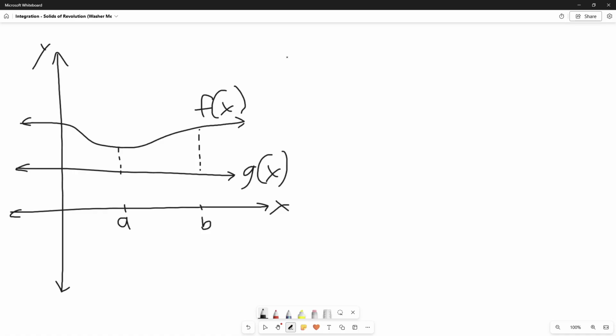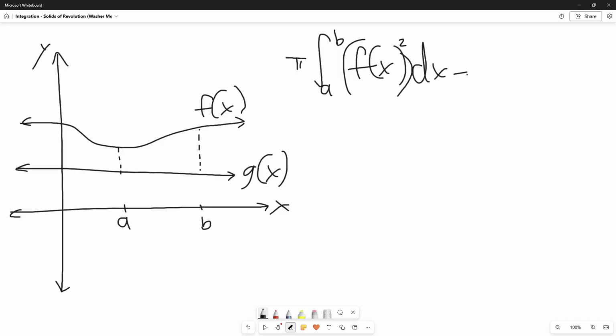We already know that the formula for the disk method is pi times the definite integral from a to b of f of x squared dx, but for the washer method it's kind of different. We can still have this because this is f of x and we're rotating that, but we also have g of x. And when we rotate g of x around the x-axis, this should be squared by the way, then we also have to subtract that area. So it's going to be subtract pi times the definite integral from a to b of g of x squared dx.